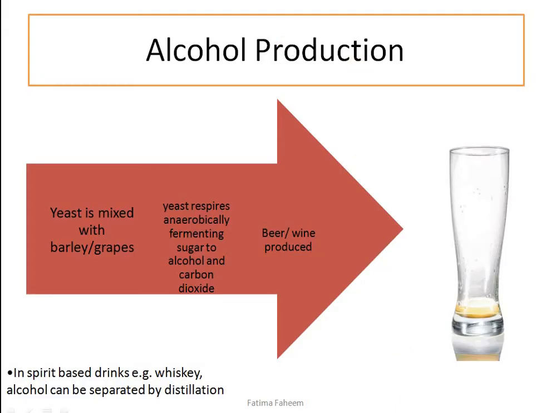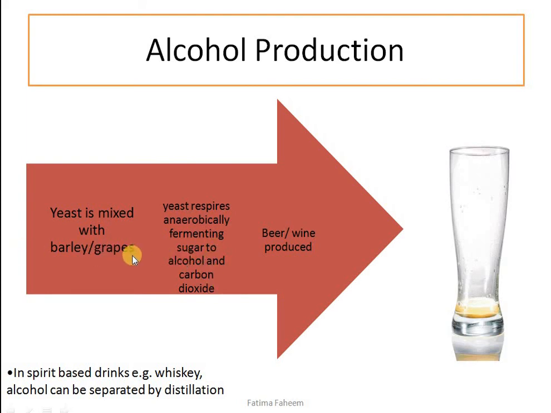The next product is alcohol production. It is formed by mixing yeast with barley or grapes or any other sugar source. It can even be rice or cereals. The yeast respires anaerobically, converting sugars to alcohol and carbon dioxide.